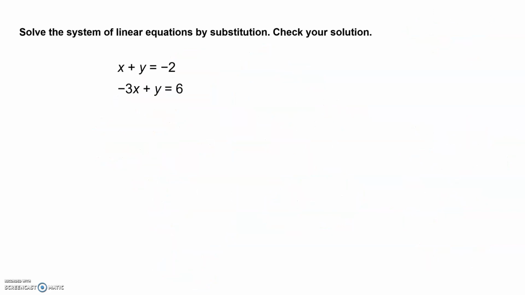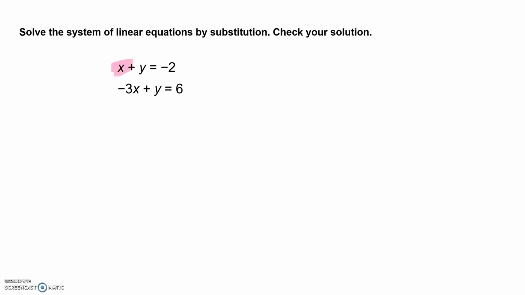Okay, last one. Solve the system of equations by substitution. Check your answer. So this one, I don't see any equation where it just says y equals or x equals a number. So when that doesn't happen, I need to solve to get one to look like that. There's multiple ways that we can do this.